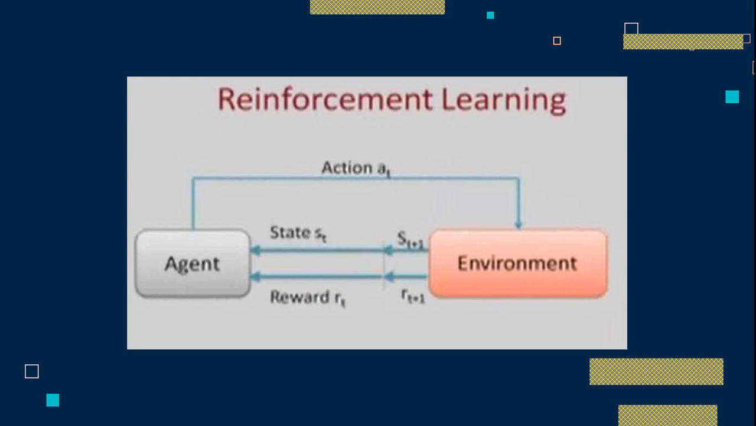This is the diagrammatic representation of reinforcement learning. There is one agent and he has to take an action as per his environment. If he gets the reward, good, otherwise he gets the penalty. So this is all about the different types of machine learning algorithms. There are basically three types of machine learning algorithm: supervised, unsupervised, and reinforcement learning.